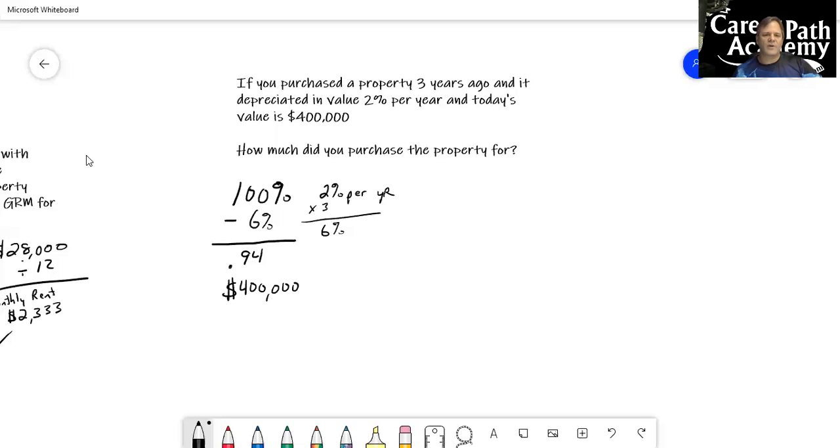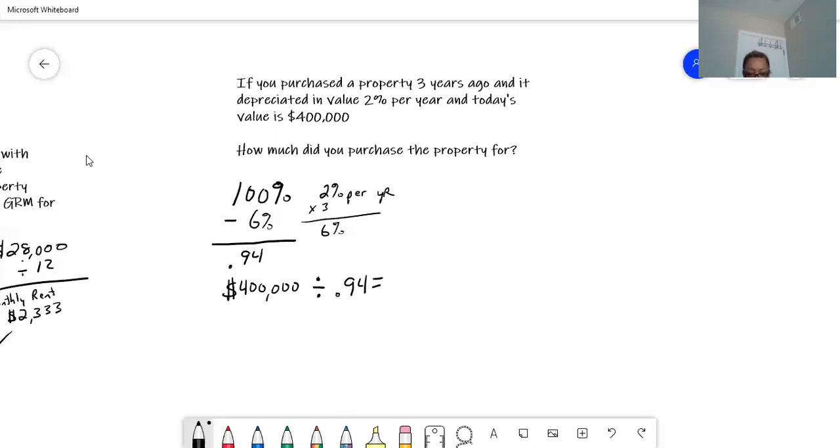And we're trying to determine a value in the past. So we're going to multiply by 0.94. Multiply or divide? This is a division. Oh, I'm sorry, divide. We're going to divide. It's 400,000. We're trying to determine a value in the past, so we divide by 94% or 0.94.